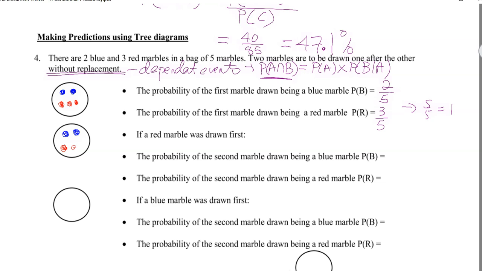But now we only have 2 reds, right? A marble is drawn, it's not replaced, so there's 4 marbles left. So if a red marble was drawn first, that's what's in the bag. The probability of the second marble drawn being blue, we have 2 blues out of 4 marbles. So 2 out of 4 or 1/2.